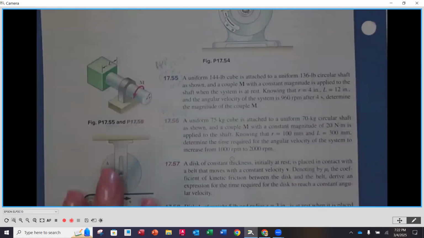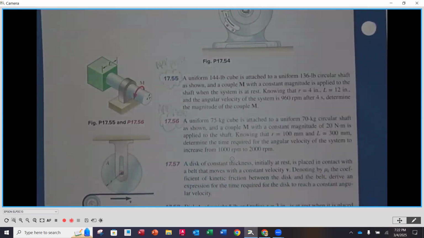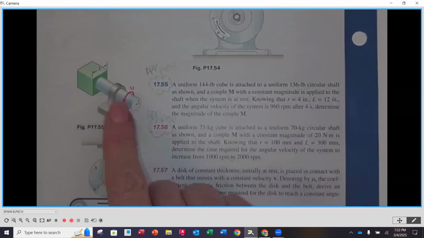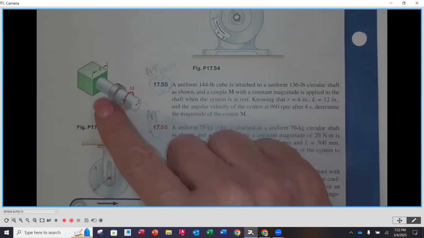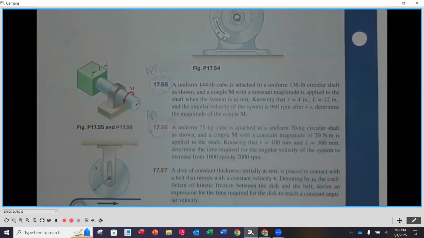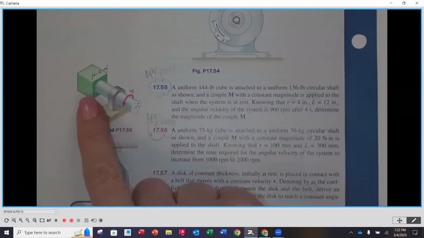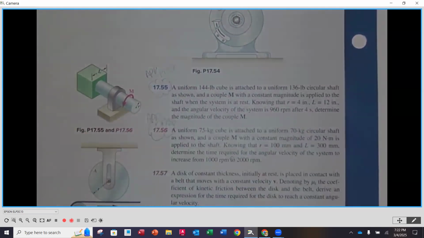Then you're going to be shifting gears to the last two problems, which are in chapter 17. The two problems you have here actually deal with the same illustration. You're going to be doing 17.55 and 17.56. In both cases, you're going to be putting a moment around a shaft that has a block or a cube on the end of it. This is where the moment of inertia for a cube is going to come in handy. I put that on the equation sheet for you for these two problems, okay?